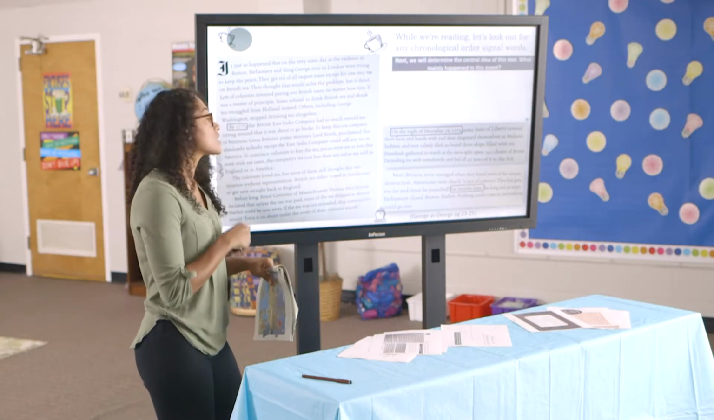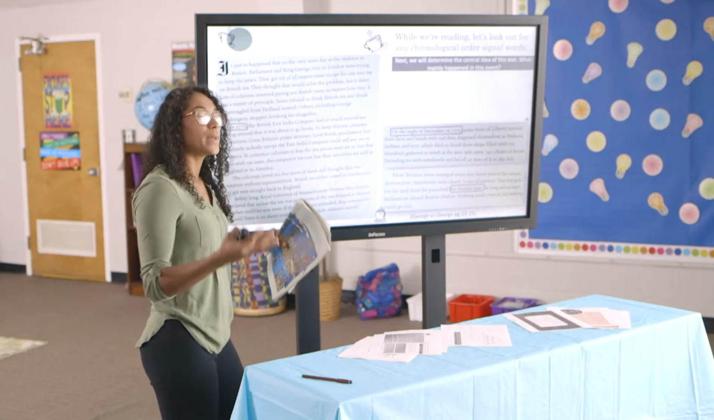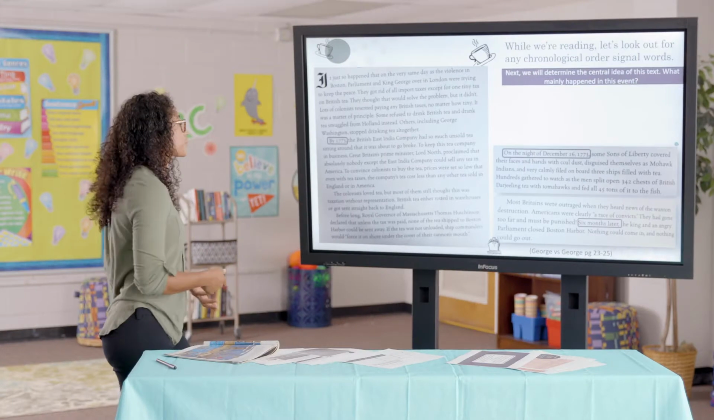Next, we're going to determine the central idea of this text. What mainly happened in this event? We've been working with central idea a lot, so this is just a little bit of extra practice. And we know the first thing we want to do is pull out some key details that are going to help us support our central idea.